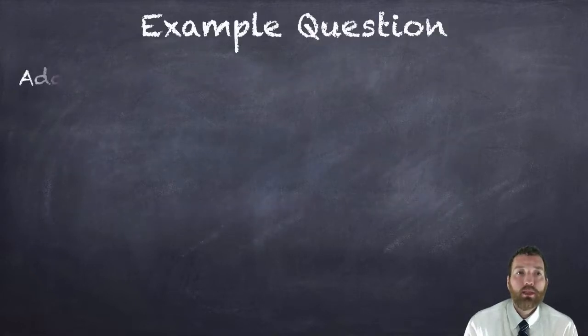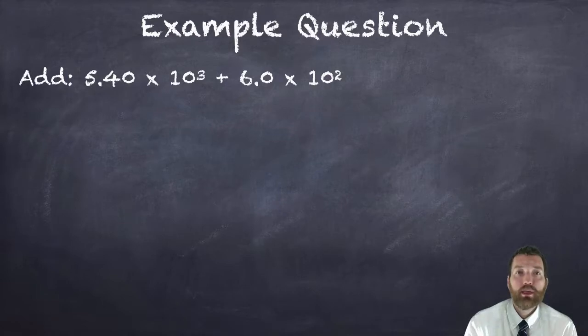So here's an example question. We're going to add 5.4 times 10 to the third to 6.0 times 10 to the second. So I'm going to go ahead and take that first number and add it to the second number, but I see the second number's exponent does not match the first number. So in order to make them the same, I need to move the decimal point. Now I can't just simply write 6.0 times 10 to the third. That number is not the same as 6.0 times 10 to the second. 6.0 times 10 to the second is 600. 6.0 times 10 to the third is 6,000.